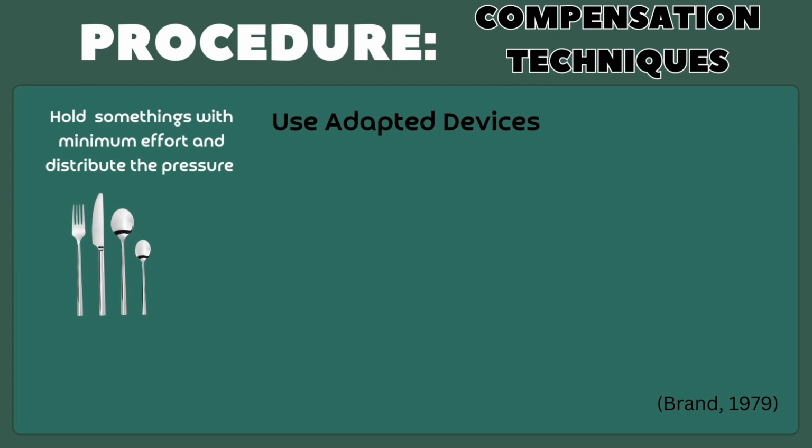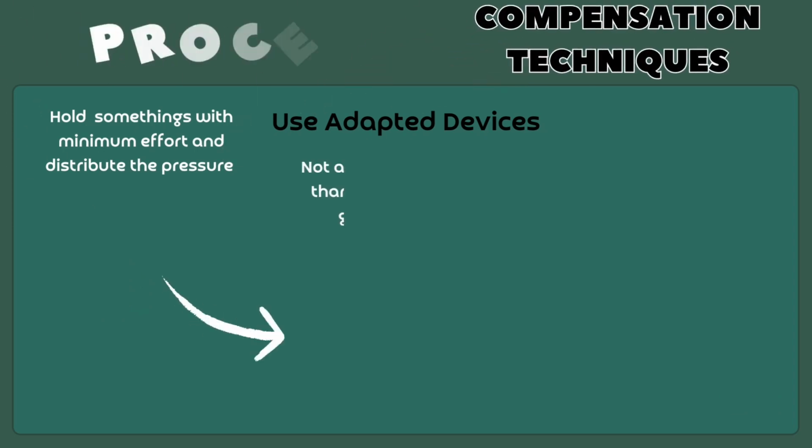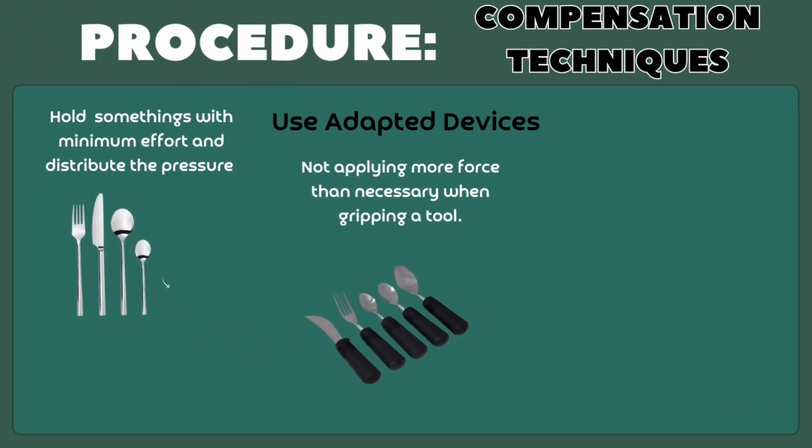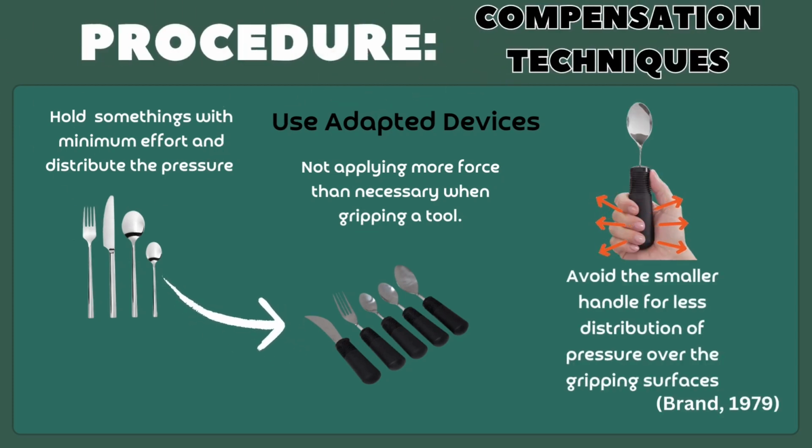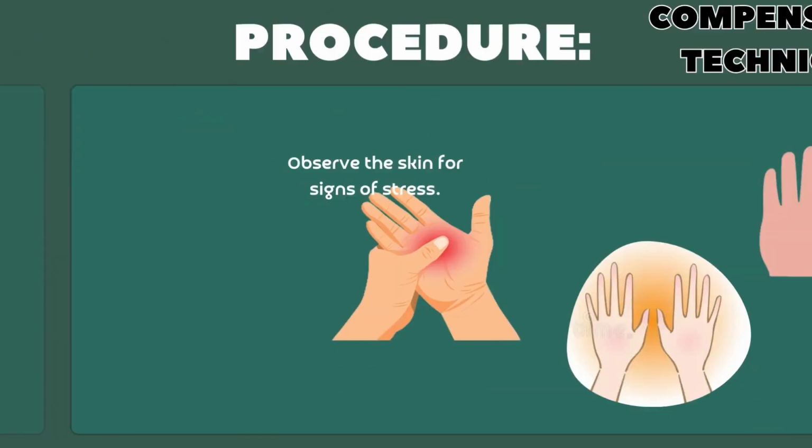Use of adapted devices allows individuals to hold a lot of things with minimal effort and distribute the pressure evenly. It is important to be mindful of grip force. Avoid applying more force than necessary when gripping a tool. Smaller handles have less distribution of pressure over the gripping surfaces, leading to increased strain on the hand. It is best to avoid them.